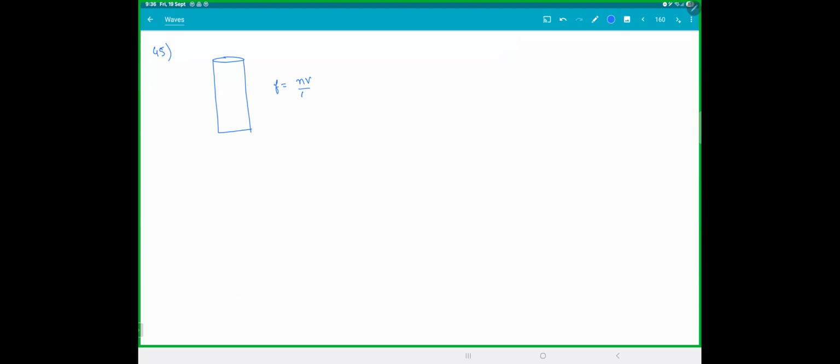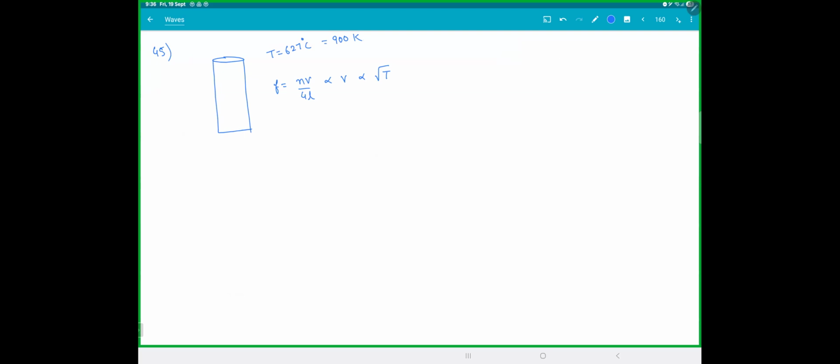F is equal to NV by 4L. This is proportional to V and V is proportional to root T. We are interested in the temperature. And what is the initial temperature? 627 degrees. Make sure to write it in Kelvin. This is 900 Kelvin.